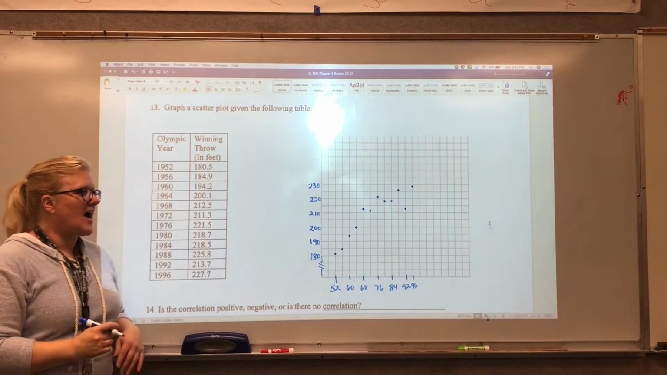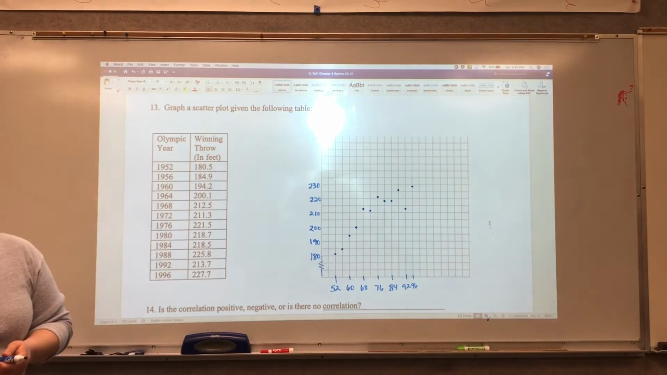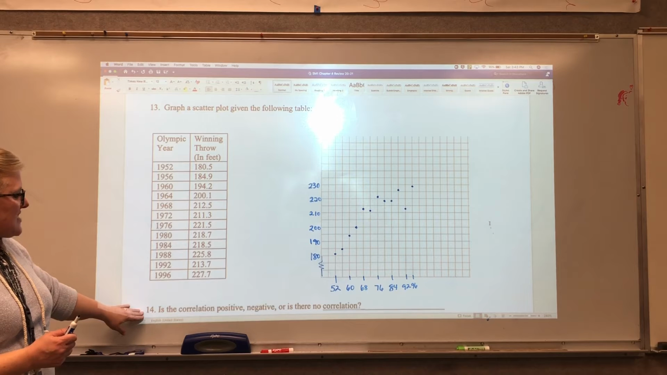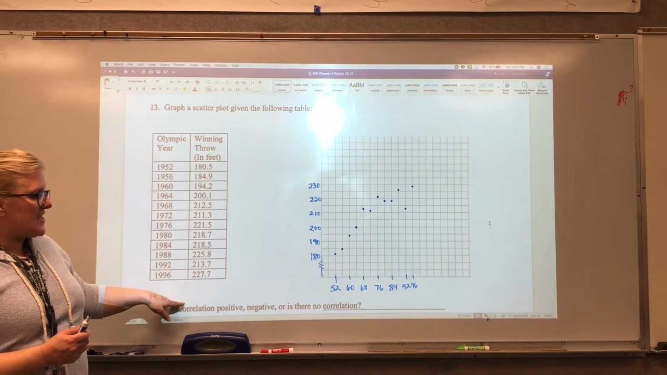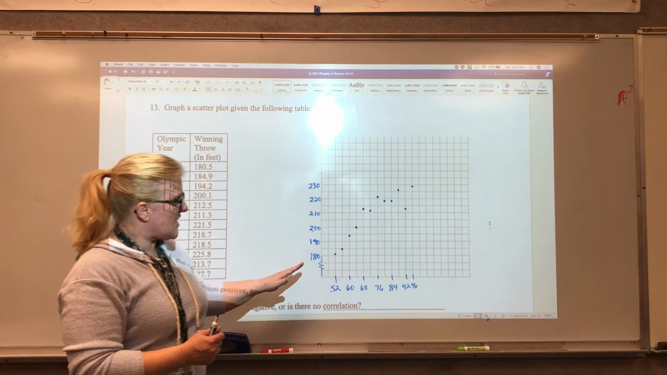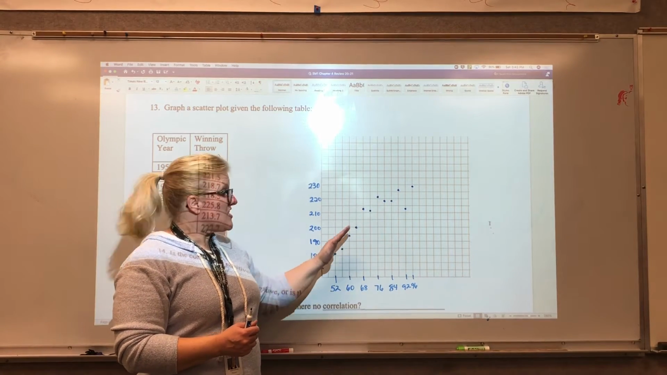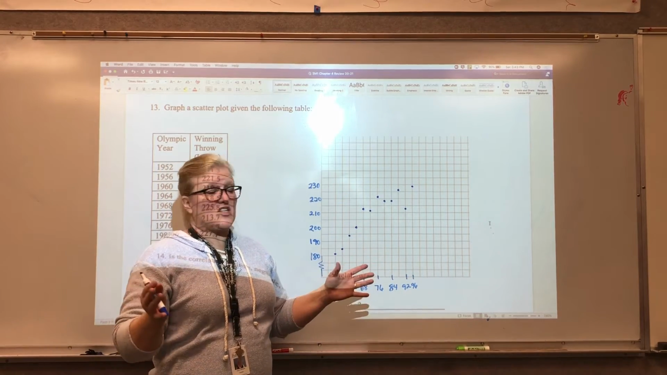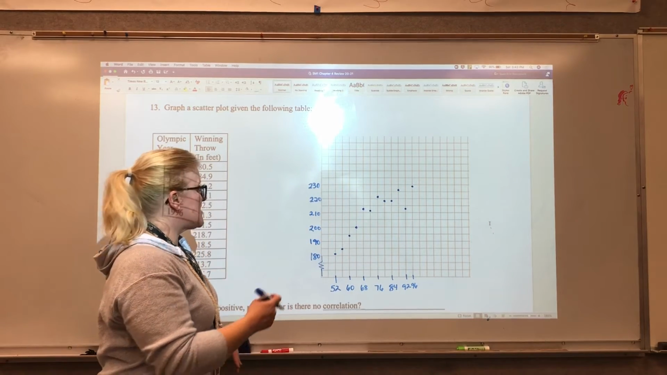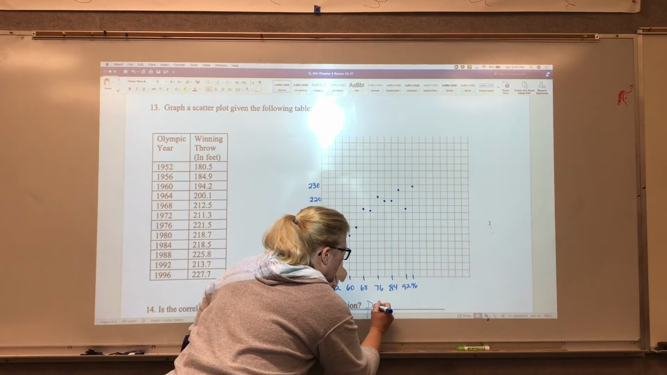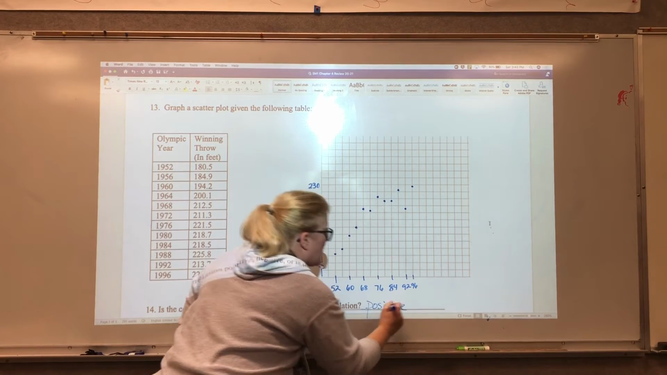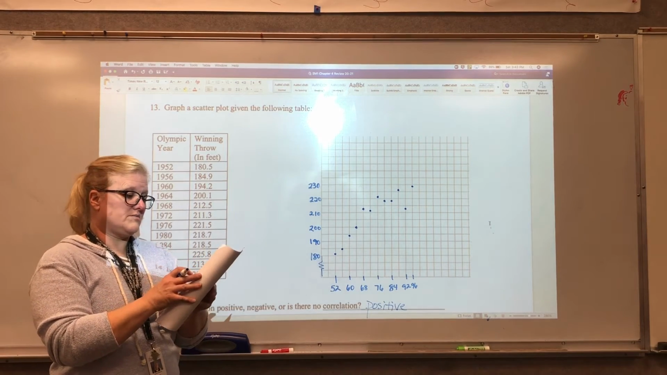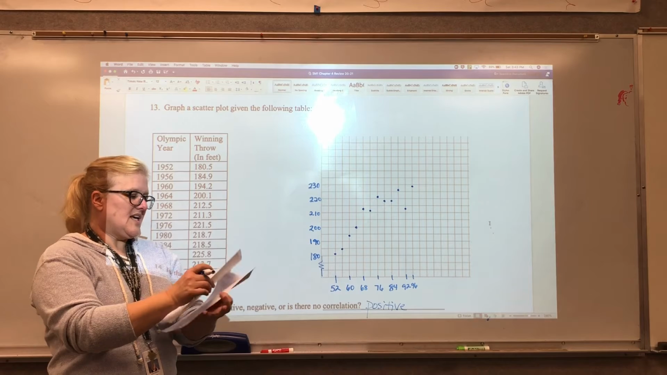All right, so here's my scatter plot. And what this is asking me for, it says graph a scatter plot given the following table. And it says, is the correlation positive, negative, or is there no correlation? Okay, I think you can see what that means is the correlation is either positive or it's negative, or if it looks like freckles, then it's no correlation. But I think we can see that this has a positive correlation.